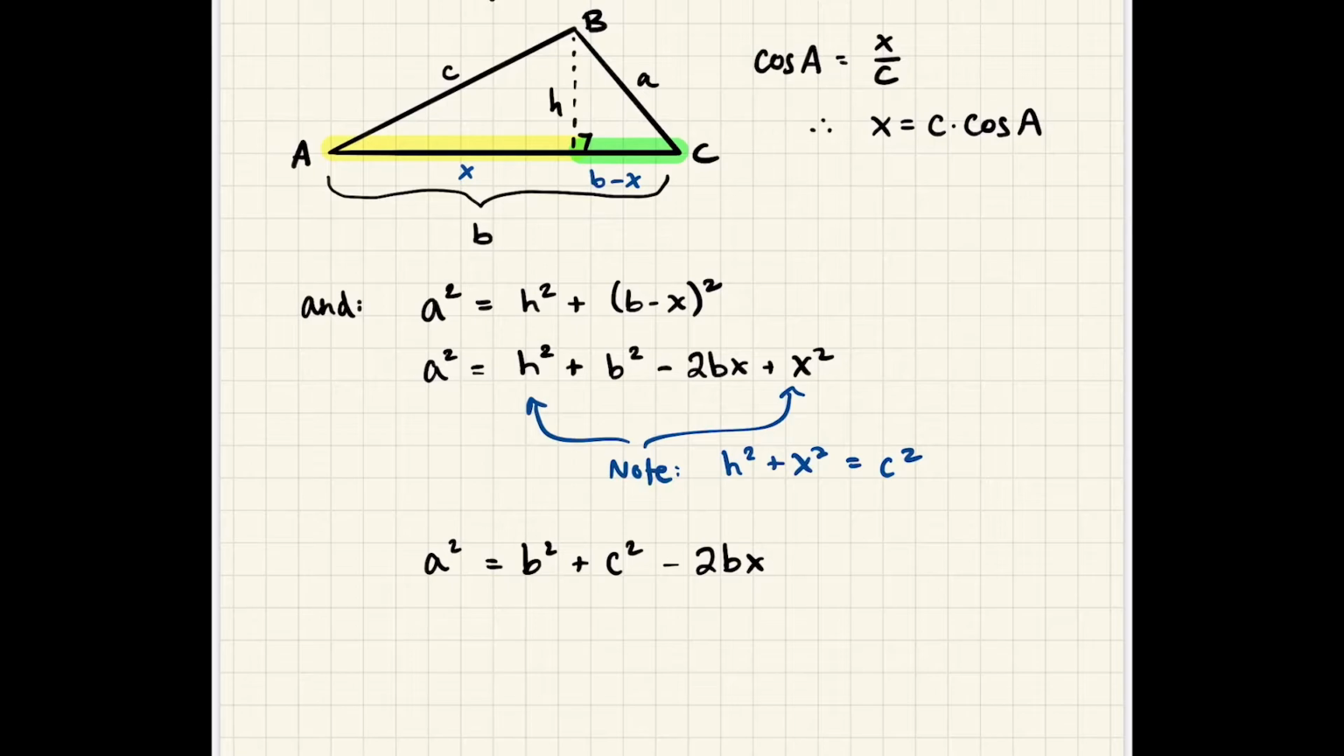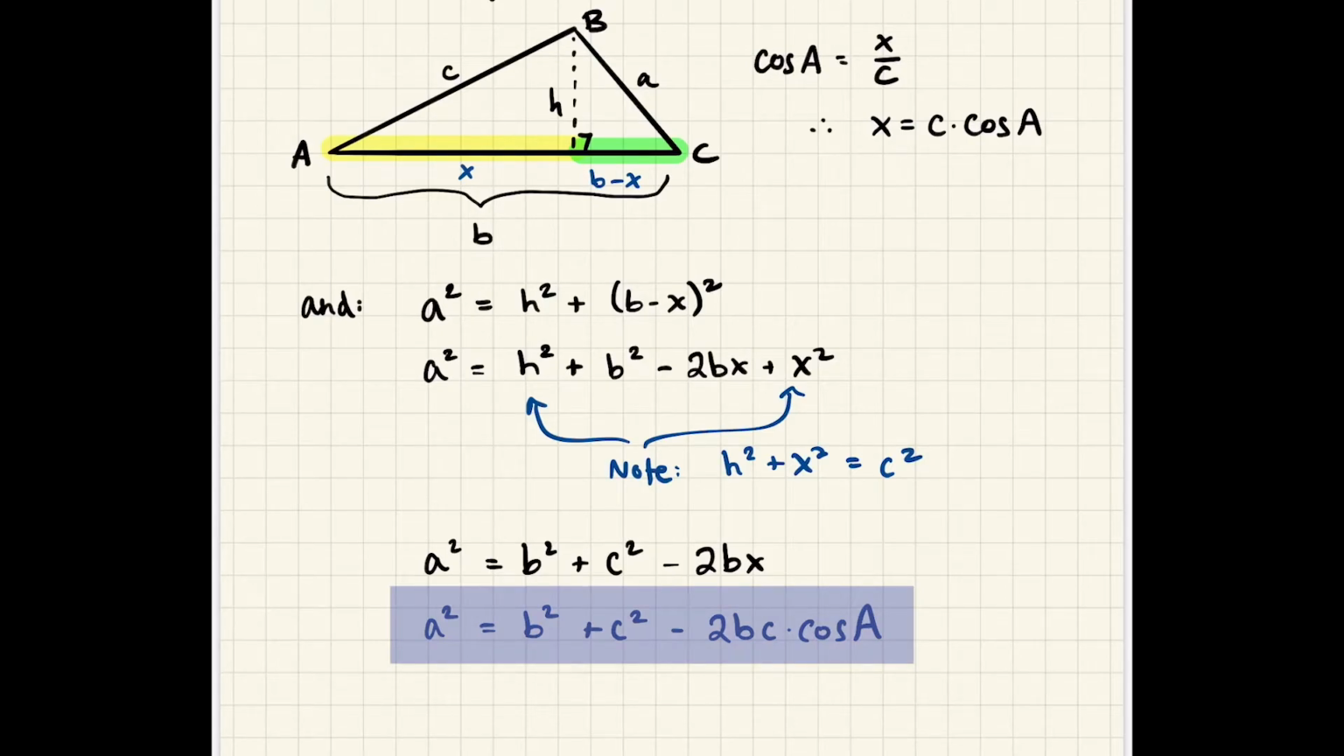Okay, but we established very early on here that X was equal to C times cosine of A, which means that A squared is B squared plus C squared minus 2 times B times X, and X is C cosine of A. And that is the law of cosines. Again, notice we have arrived at a formula that does not involve X and it does not involve H. So it just uses the elements of the triangle itself, A, B, and C, and capital A here.